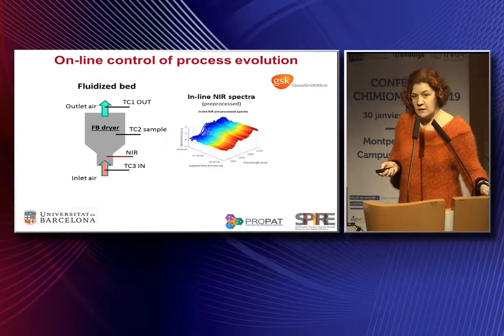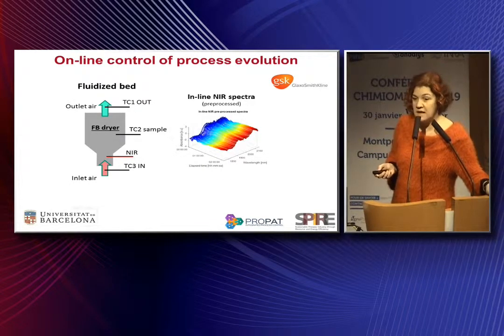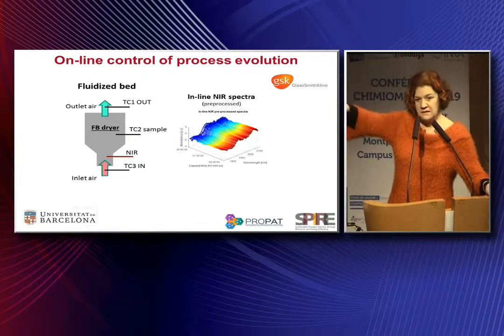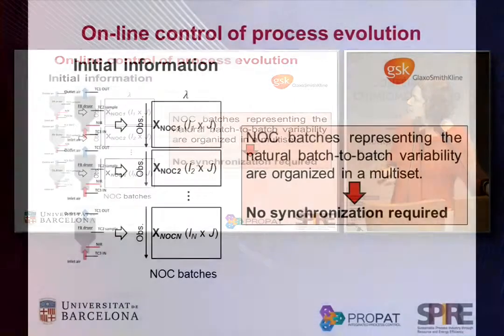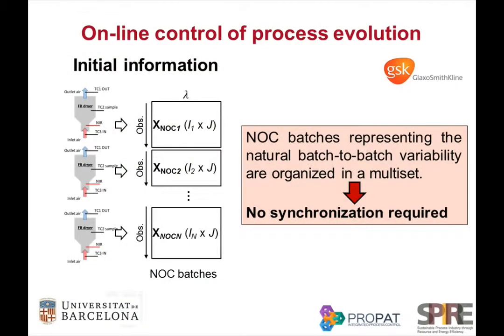So the idea is, again, that I will explain it in the same context as before. So we are now just monitoring with NIR this drying evolution. And obviously, we can extract information of several batches that happened in a correct way. And if we put them together to make a model, but we put it in this kind of multi-set mode, we don't need to synchronize anything. Because the only thing that is required is that the spectroscopic range is common to all the batches. But the time evolution can be completely different.